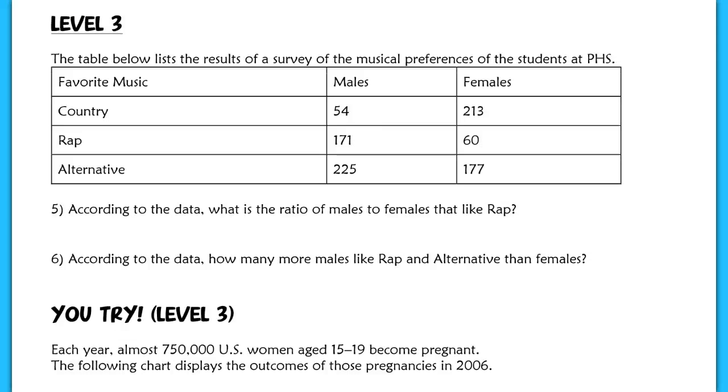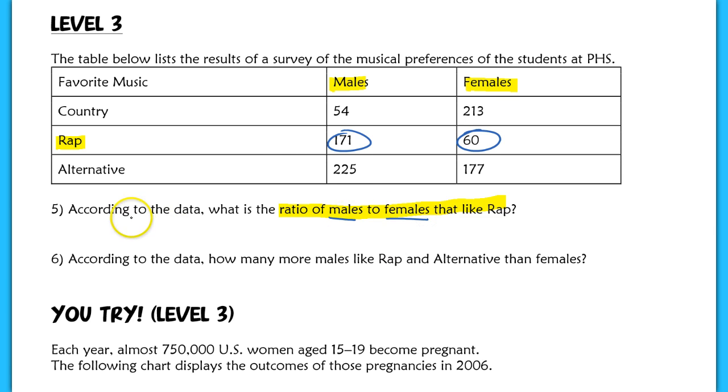So problems 5 and 6, we need to use this table that shows the results of a survey for musical preferences of the students at PHS. So when it asks in the first question here, what is the ratio of males to females that like rap, what we're going to have to do is look at males and females, and specifically rap, and we want to write the ratio here in the order that it asks us the two. So let's see, it says males first and then females next.